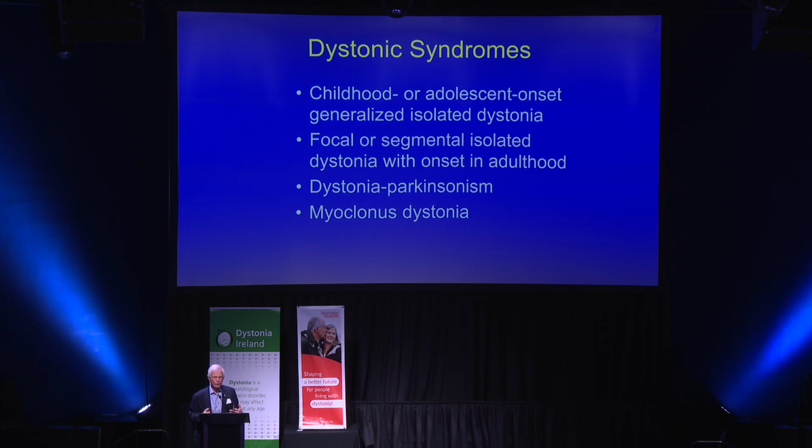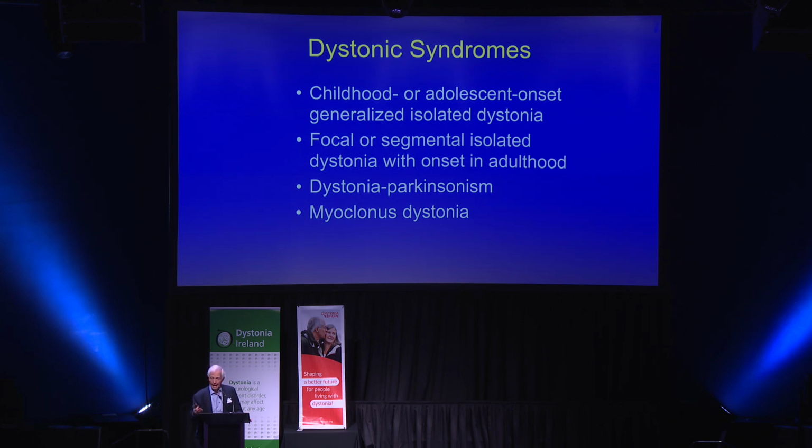And so you'll hear the term dystonic syndromes, and we've just listed some of these here. Again, the details aren't that important, but we see childhood or adolescent associated generalized isolated dystonia. If I see that, or Connor sees that, we think of a very specific group of diseases. And there are genetic forms that we investigate immediately when we see a young child with nothing but isolated dystonia involving multiple body parts.